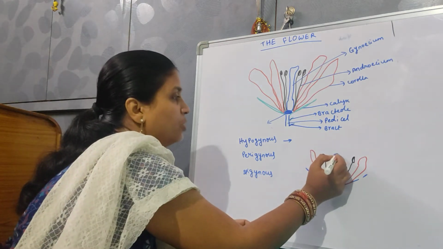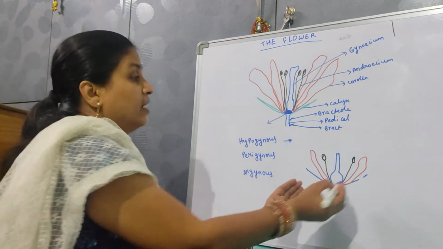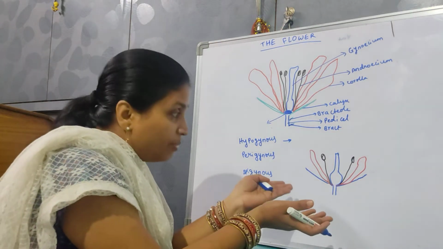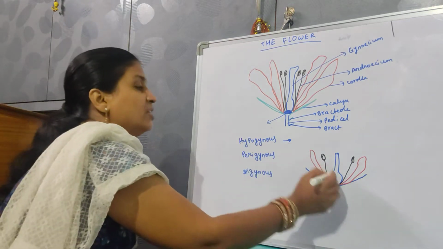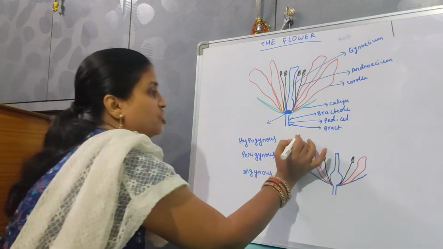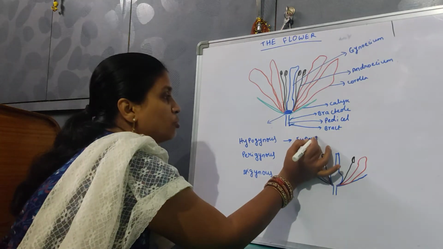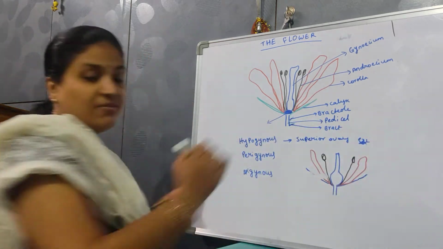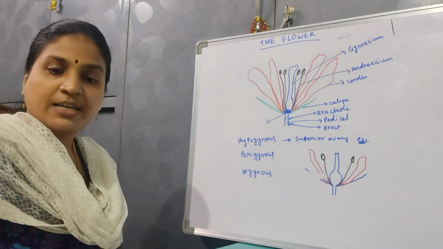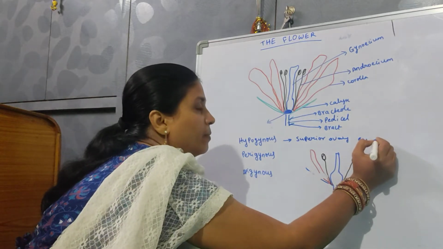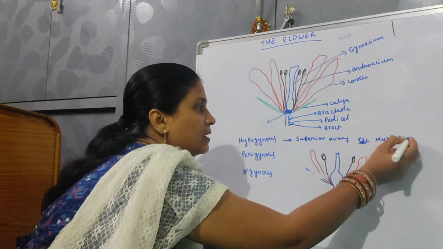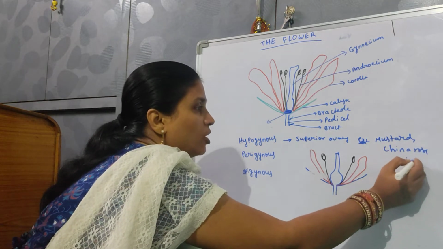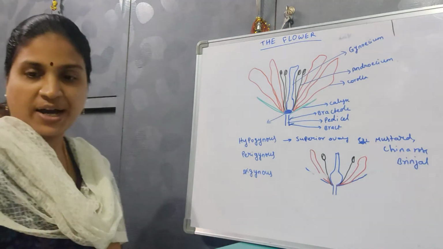So this is a hypogynous flower. Here the sepals, petals and stamens are coming below the ovary, making the ovary superior, highest position. Hence this ovary is a superior ovary. Such type of flowers can be seen in mustard, China rose and brinjal. This is a hypogynous flower.